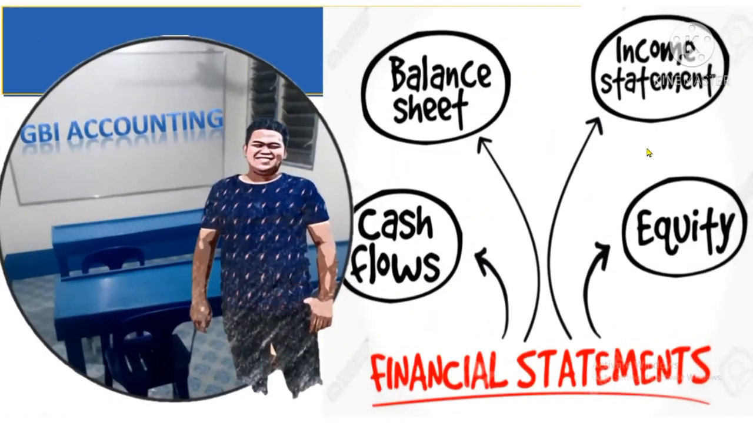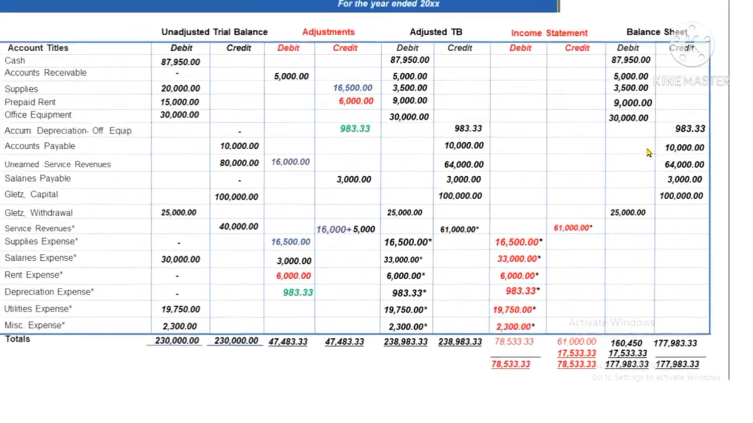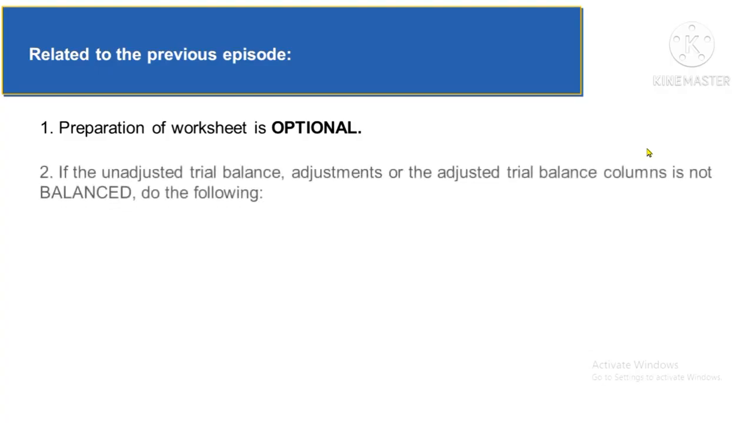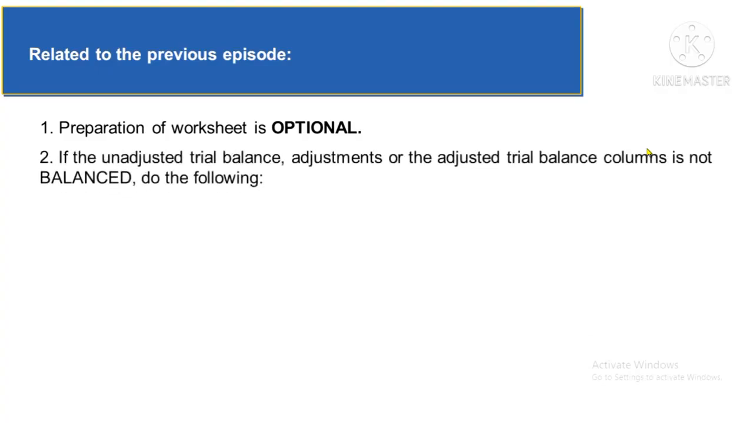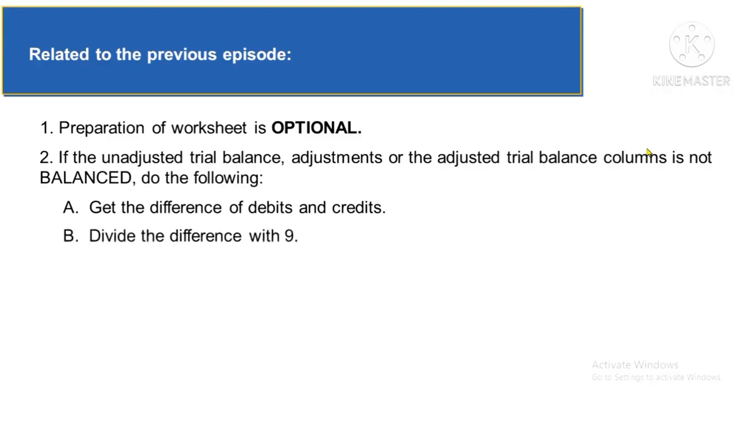On the last episode, we completed this worksheet. Now, before we make the financial statements, I would like to add some things related to this. Number 1 is that the preparation of the worksheet is optional. Number 2 is if the unadjusted trial balance, adjustments, or adjusted trial balance columns are not balanced, instead of directly checking every single journal entry that you have made, which is so much hard work, you can do the following first. Get the difference of debits and credits, and then divide the difference by 9.